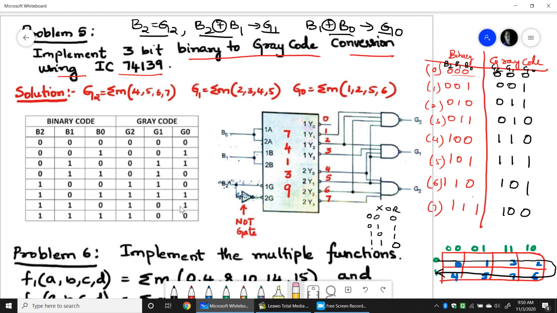So once the table is written, our next job is to connect the extension gate for G0, G1, G2. Now for G2, this is how we write. For G2 it is summation m of 4, 5, 6, 7. For G1, 2, 3, 4, 5. For G0, 1, 2, 5, 6.